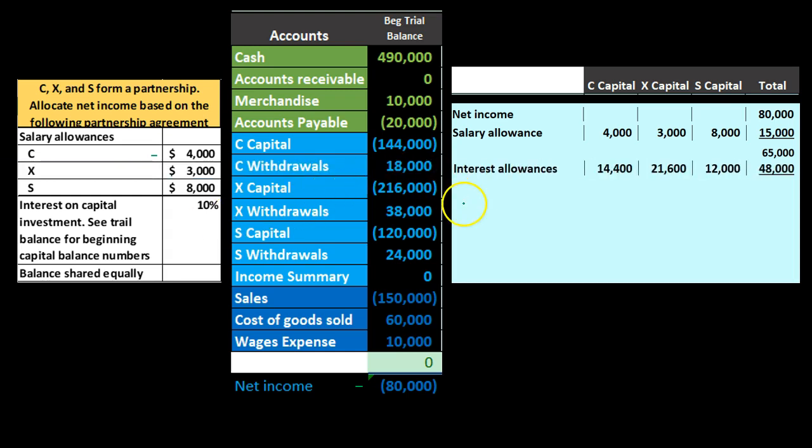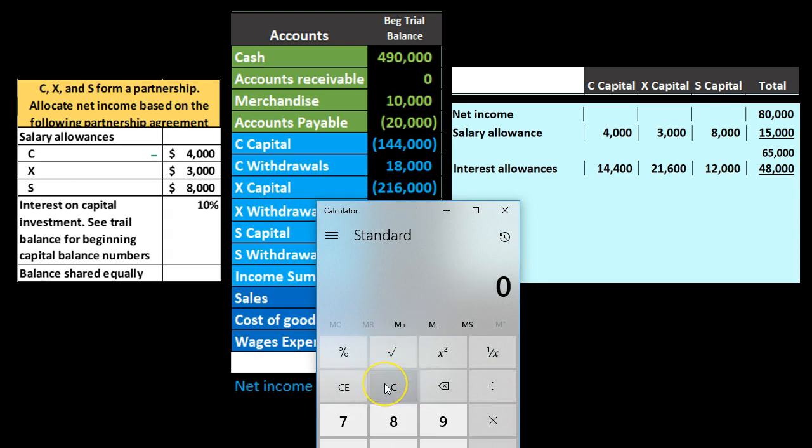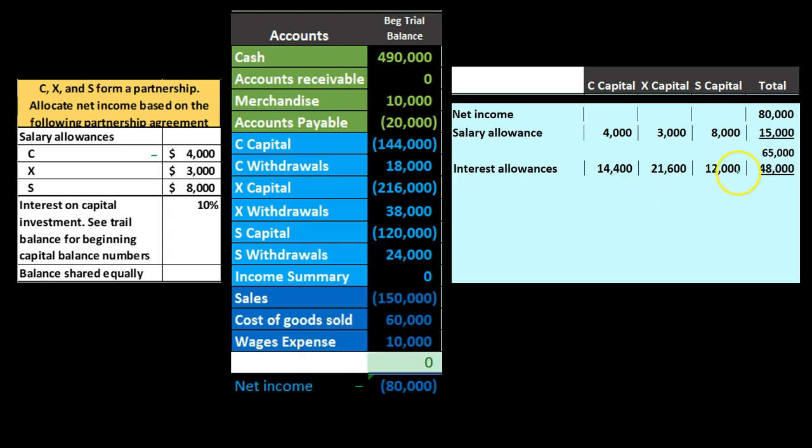So for that, we're going to say that whatever the capital investment was at the beginning, which we're going to say here was our original capital accounts. So for C here, we're going to have the 144 times 0.1. That's going to give us that 14.4. And then here we're going to have the X's capital account at 216 times 0.1. Gives us the 21.6, and so on and so forth. For S, 120,000 times 10% gives us the 12.